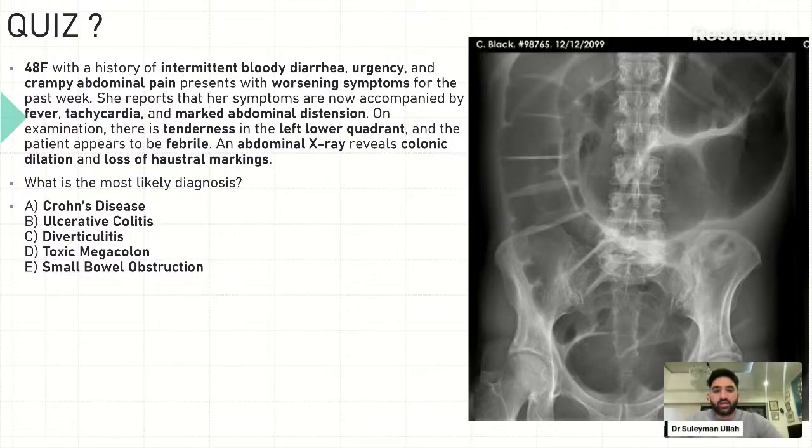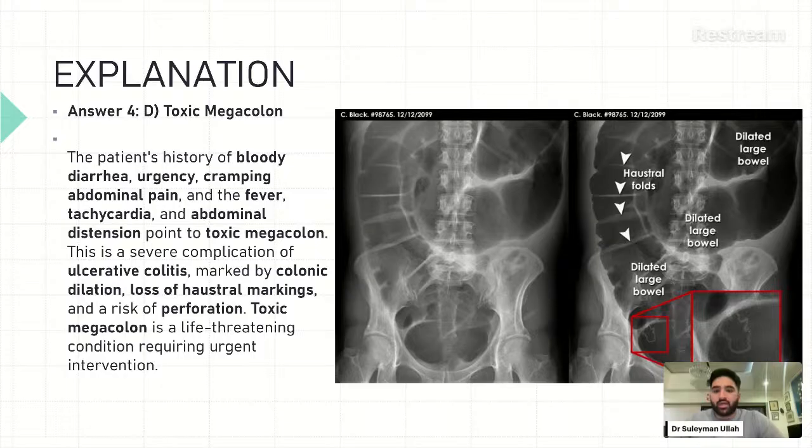So if we go to the next slide, it will have an explanation. Yeah. So it says here it can be a severe complication of UC. That does tend to be the cause, but it can also be due to infective causes as well. So it's not exclusive to UC. But as you can see here, we have a loss of the haustral markings, which are the folds and lines that we see across large bowel.